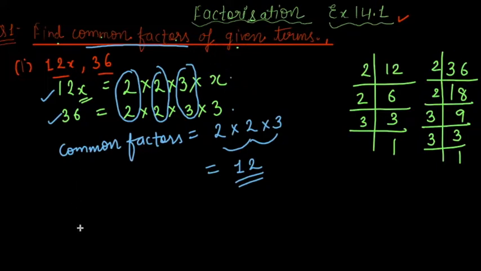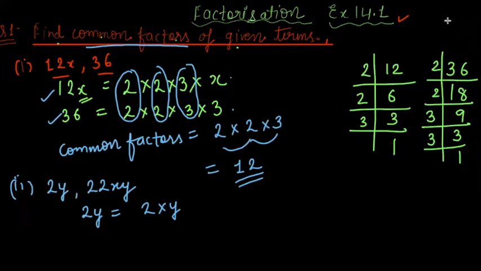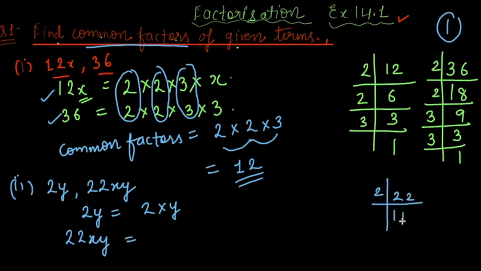This is how we will be doing question number 1, all the parts. The second part is 2y and 22xy. If I want to write the factors of 2y, it is very simple: 2 into y. 1 is a factor of every number, and I told you in my previous video that we do not mention it unless it is required. Now 22xy. The factors of 22 are 2 into 11, then expand xy as x into y.